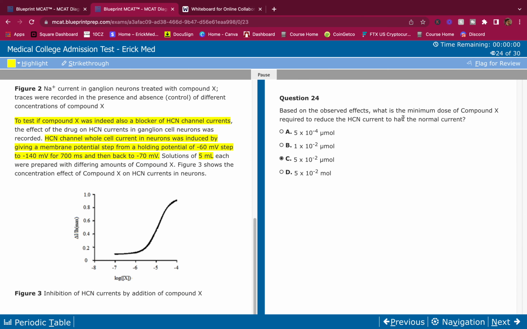Is there anything else I want to say about this? Yeah, you had to use the volume here. They were looking for moles.